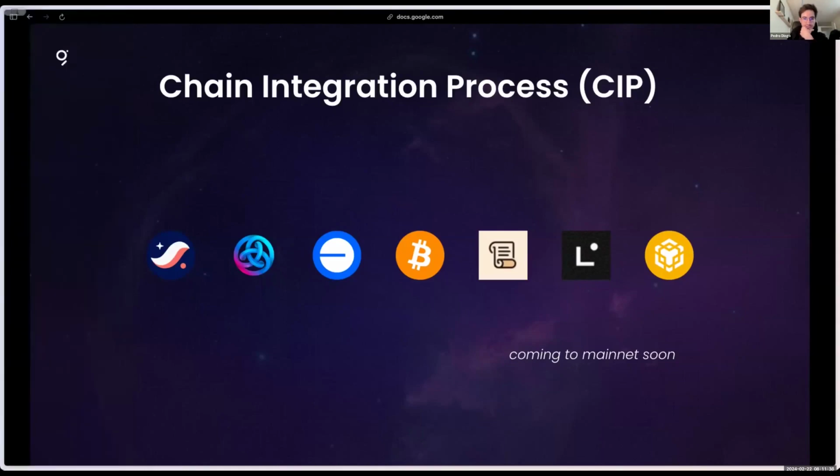Let me look at the chat, see if there are questions. This is obviously more tailored for blockchains that want to apply and get full protocol support.